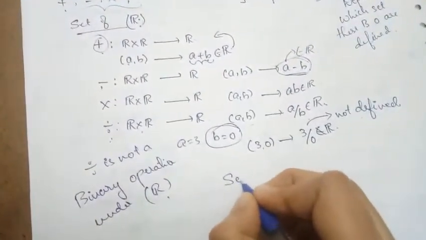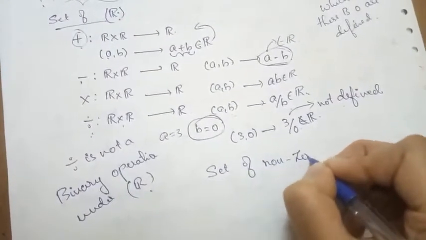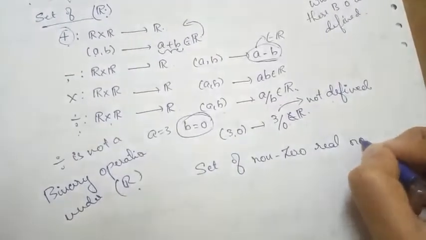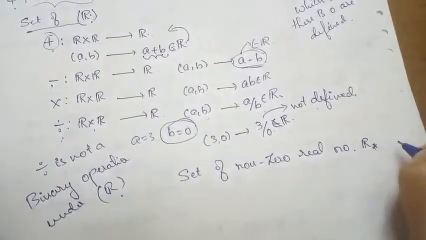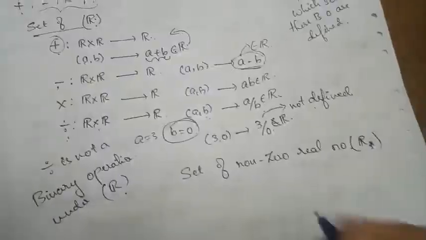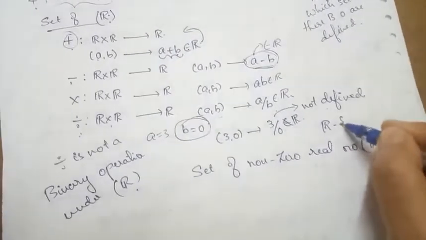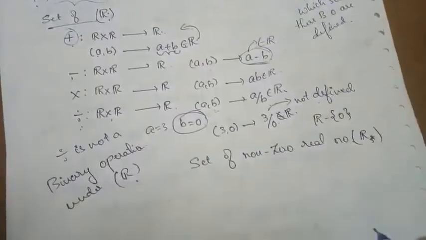Suppose I consider the set of non-zero real numbers. The set of non-zero real numbers is represented by R star. So if a star comes, it means it is the set of non-zero real numbers. Non-zero real numbers means that from the set of real numbers I have removed the 0 from that set.